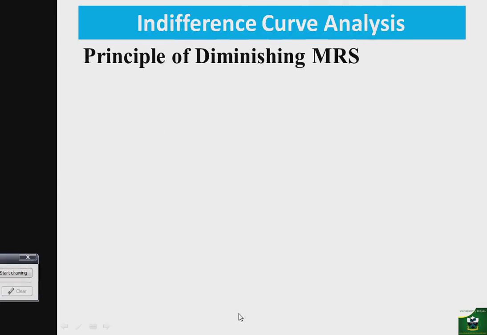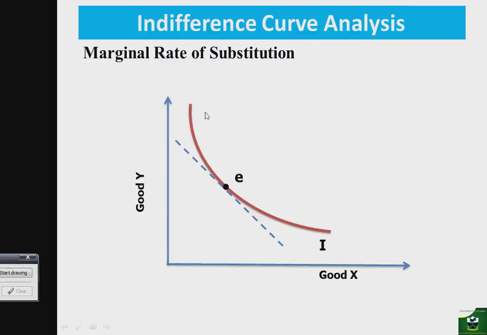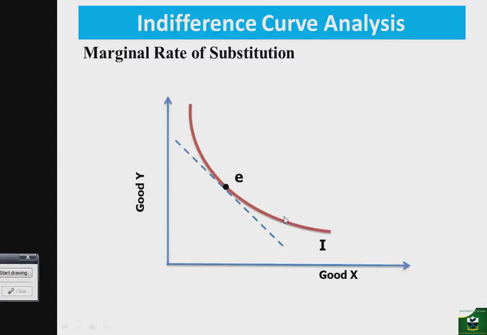The other thing we can look at is the principle of diminishing marginal rate of substitution. Now, you will notice that when you are moving along an indifference curve from top to bottom, the slope of an indifference curve will be reducing. This is because, look at this tangent. If I was to move the tangent up, it will be tilting, becoming vertical. And if you measure the slope of a vertical line, it will be infinite.